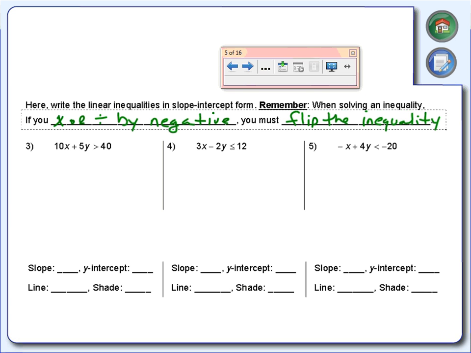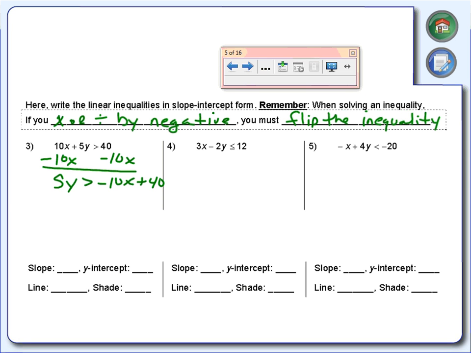All right, so let's take a look at number 3 here. Notice it's in standard form. We're going to change that. We're going to start off by moving the 10x to the other side, and we're going to subtract. So now we got 5y is greater than negative 10x plus 4.